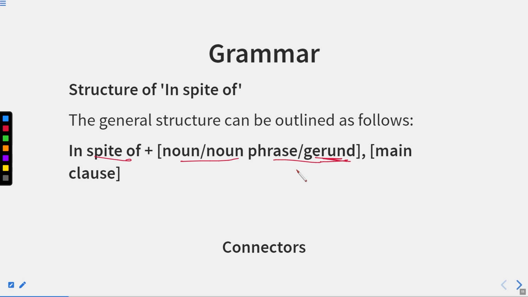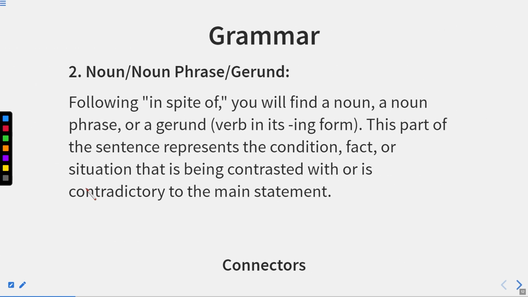Now gerund is again very important, because if there is a verb, it should be in ing form only, and that is called a gerund, just because in spite of is a preposition, and after any preposition we only have verb plus ing. That is it, we have already learned this earlier as well. After that we have the main clause in the sentence.